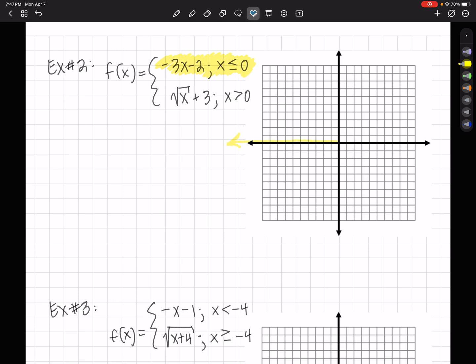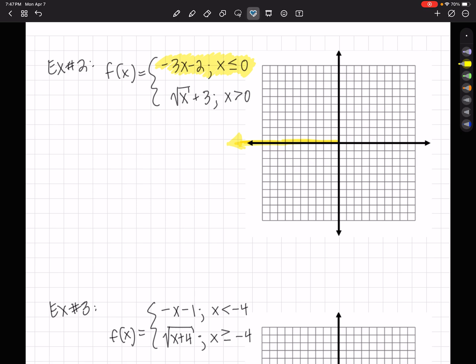So I'm not only going to highlight the piece of that function in yellow, but I'm also going to go over to the x-axis and I'm going to highlight the domain which corresponds to that function, and that will be where x is less than or equal to 0. I go to 0 and I shade to the left.